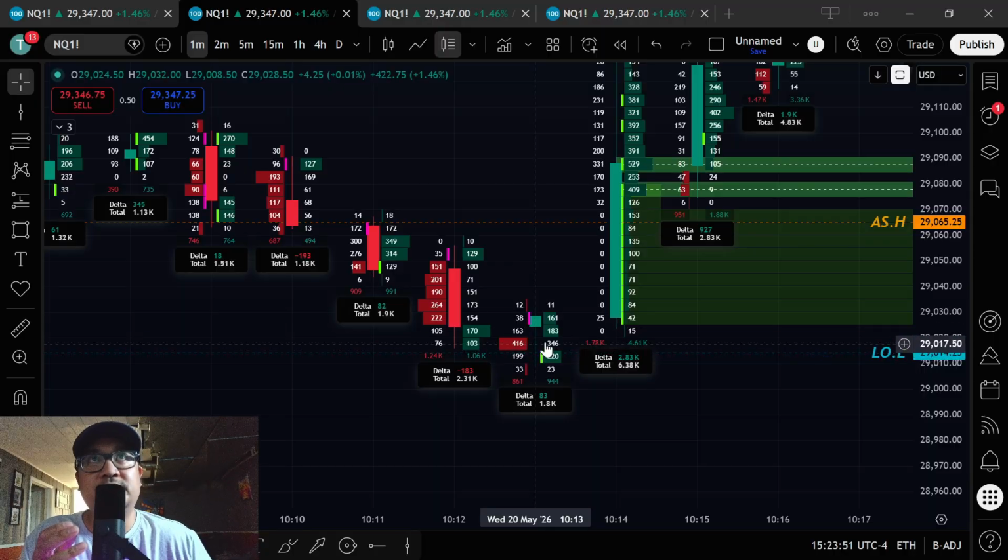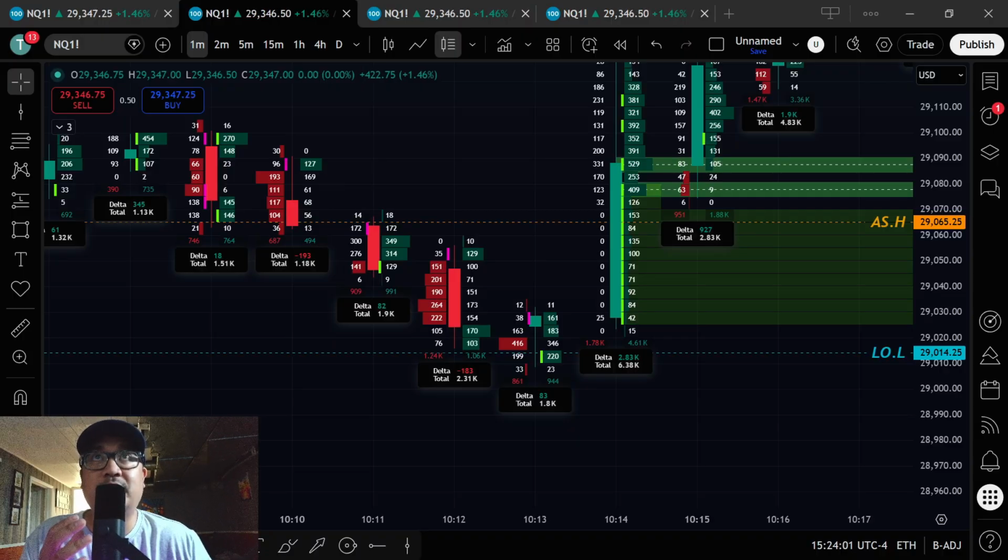Now let's talk about aggression. You have absorption first, you see it. Then you have to follow it up by asking: are there imbalances here? Are there more aggressive buyers than sellers, or more aggressive sellers than buyers? Here it's telling you who's in control now. This is a bullish imbalance right here. It's marked by the lime green.